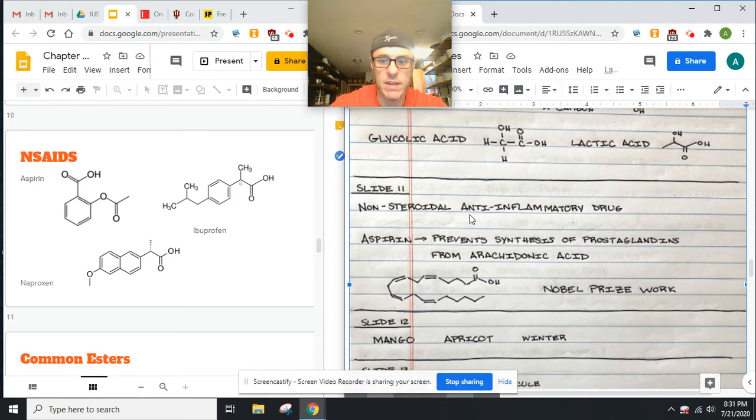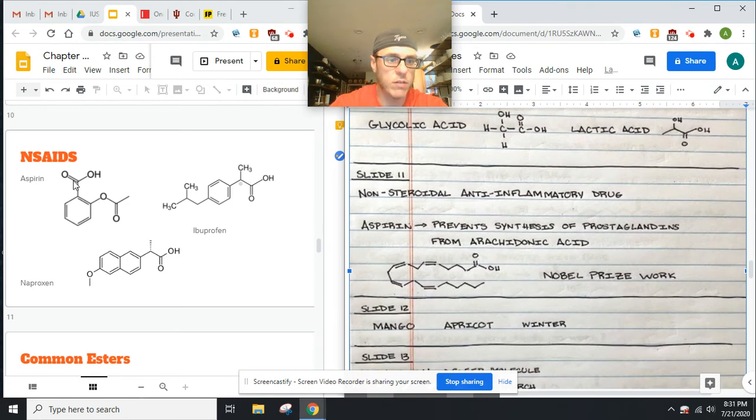All right. Now NSAIDs, you have this carboxylic acid group on there, as well as aspirin also has an ester group on there. It's part of the deal. Here's your carboxylic acid for ibuprofen and naproxen. NSAIDs are non-steroidal anti-inflammatory drugs.